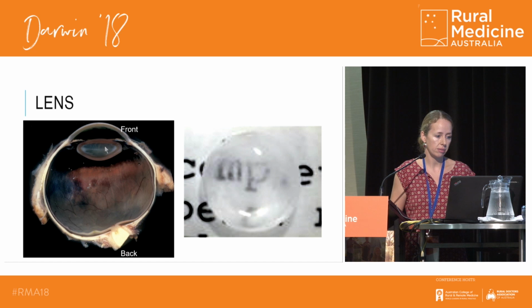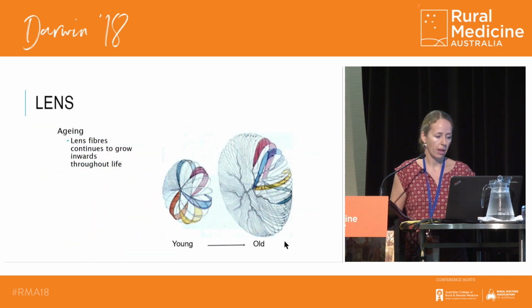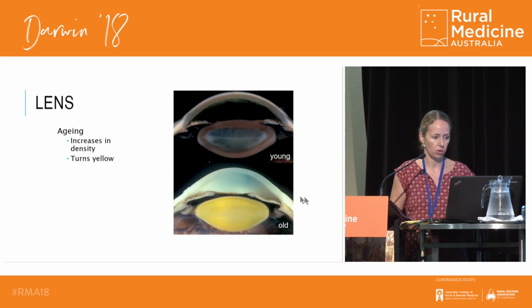So this is the lens here. And it's held in place by zonules. They're suspended from the edge here. This is just a diagram of the lens. So the way that the lens grows, essentially, the lens continues to produce lens fibers throughout life, and the fibers grow inwards, and then you have new fibers packed on top of the old ones. So the lens just gets thicker and denser as you move through life. It also starts to go a bit yellow because of the density of the lens fibers.